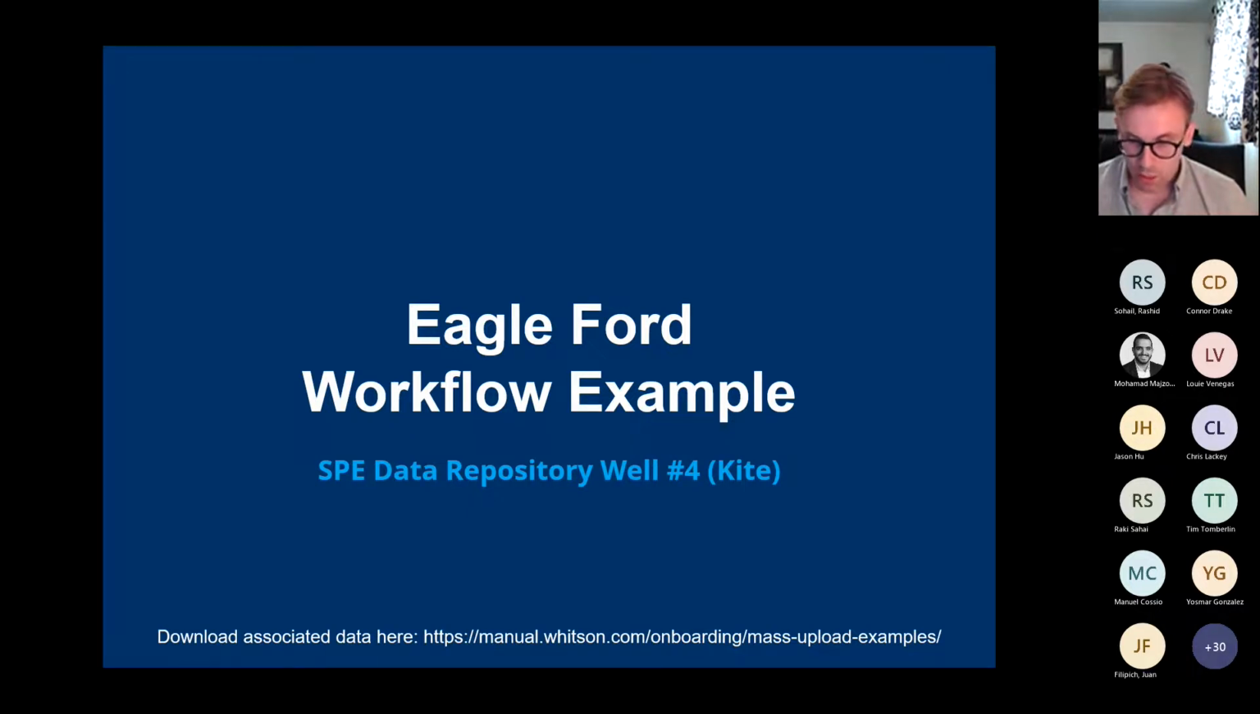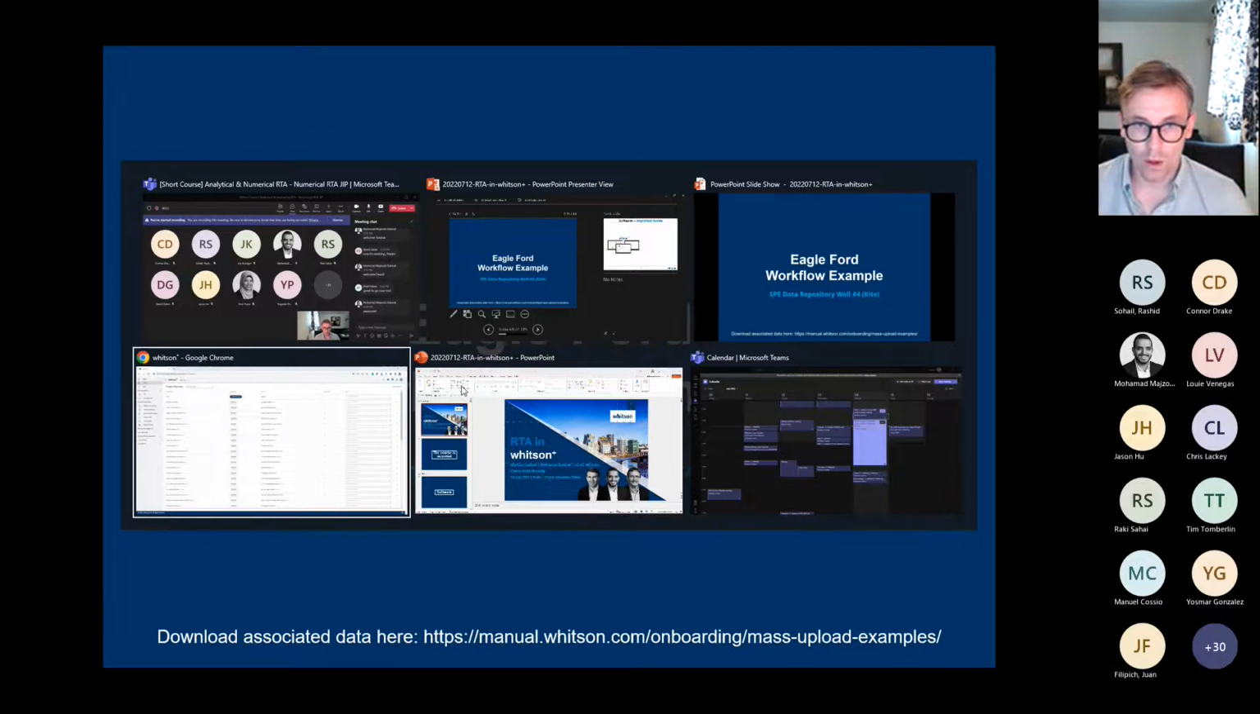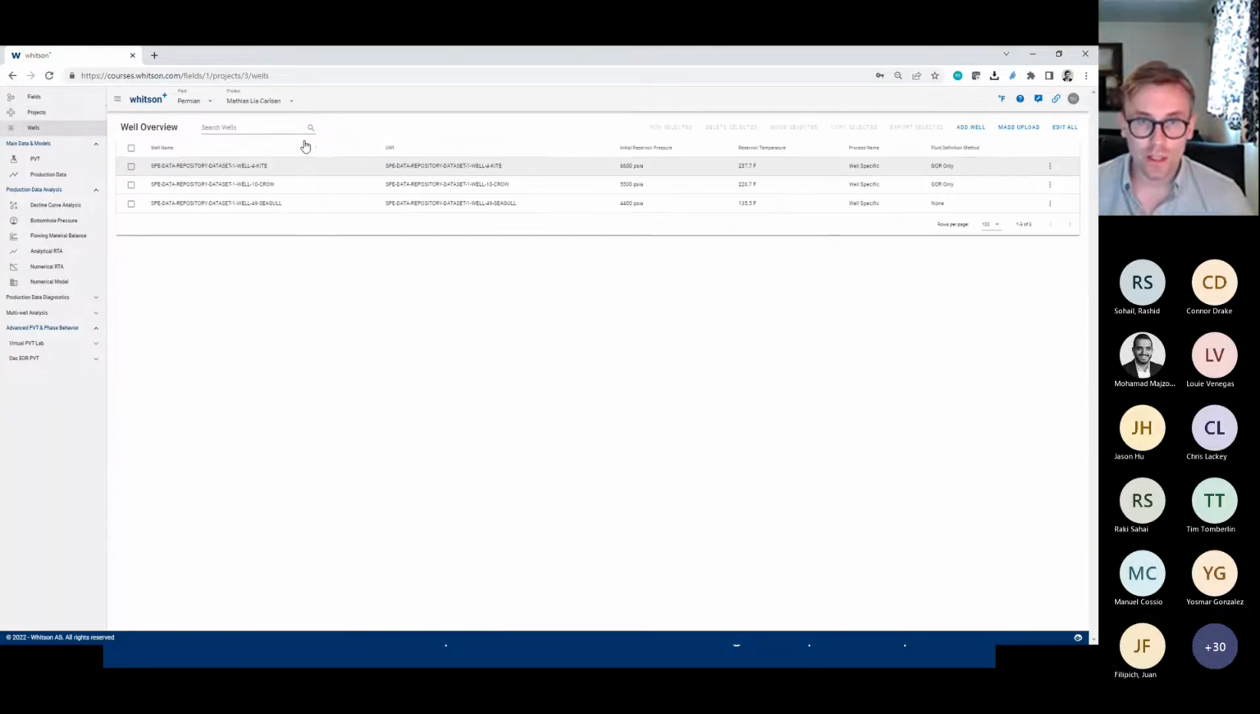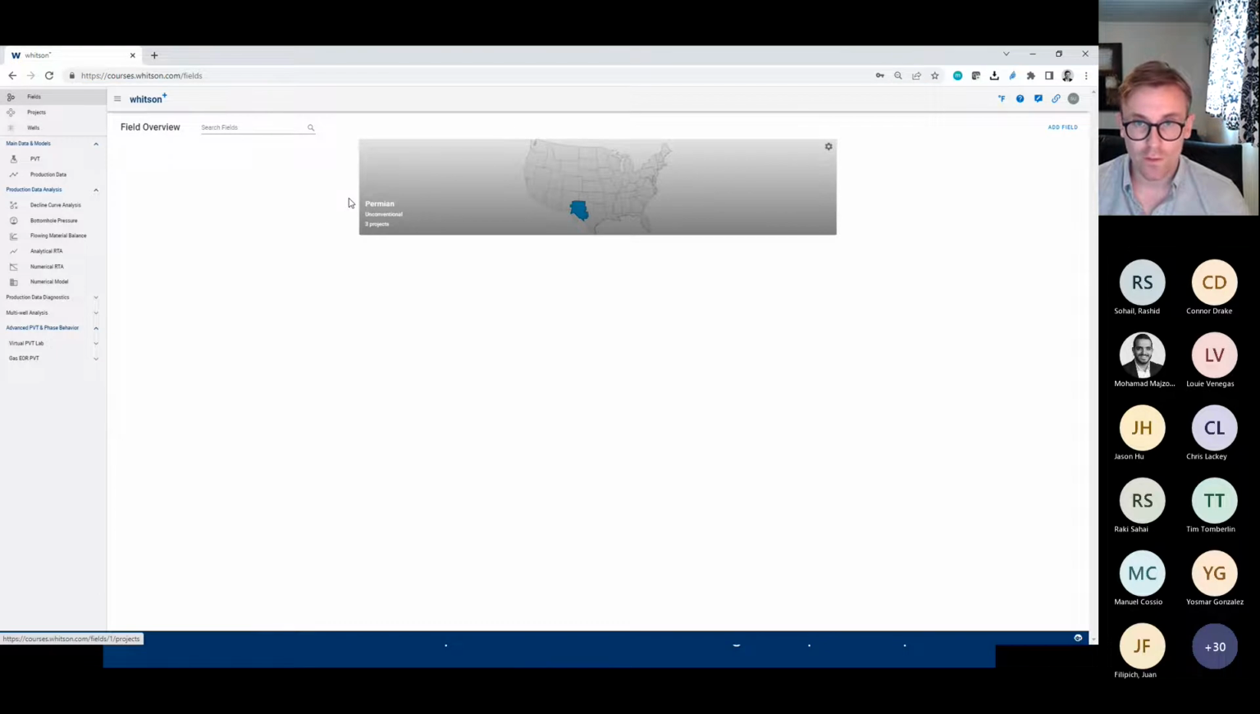What we'll go ahead and do now is go through this workflow all together, very step by step for one well. So I'd like you to go into your project in Whitson Plus. I hope you've been able to log in to courses.whitson.com. When you see that, you'll see the fields view right here.